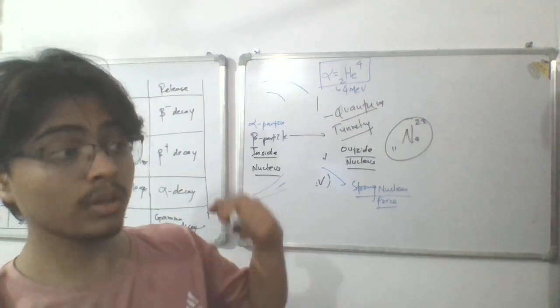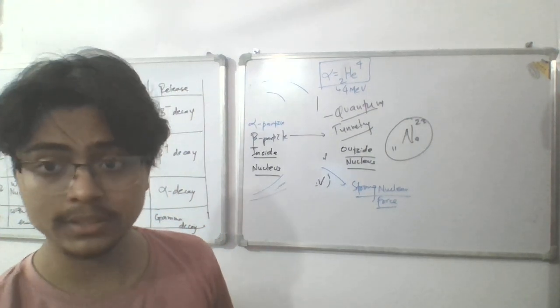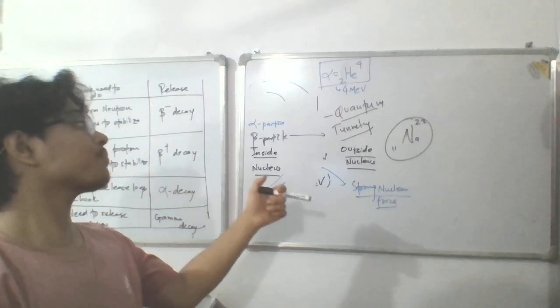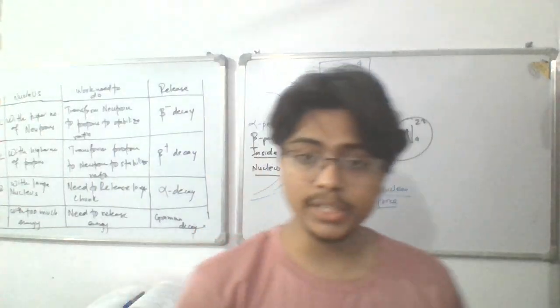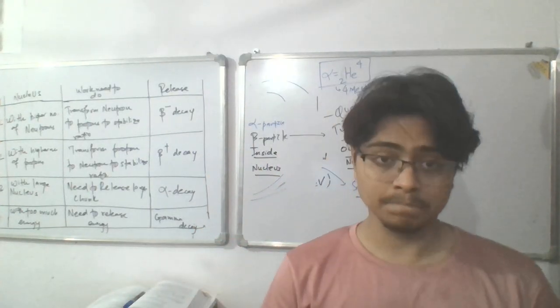So this world of the nucleus is quite biased. This is how the alpha particles and beta particles are released by the nucleus. I think it was quite fascinating.